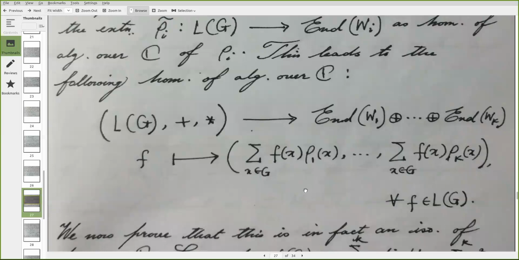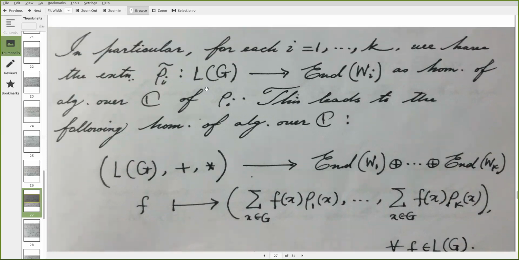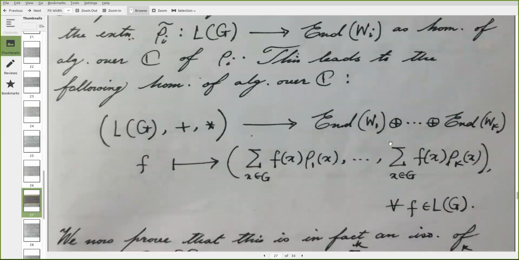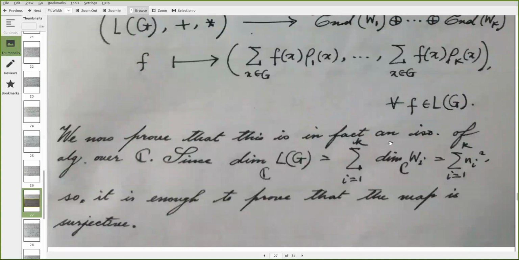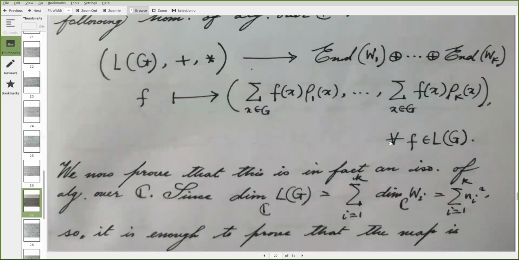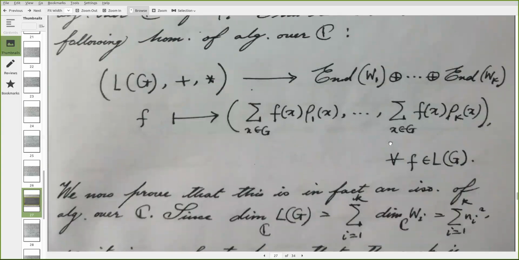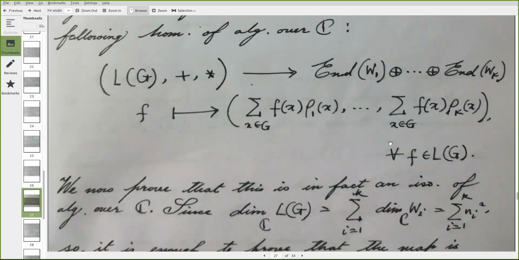Again, whenever I'm saying homomorphism here, it's a homomorphism between algebras unless otherwise said, because each rho_i is a homomorphism from this algebra to that algebra, and then we are putting them in a tuple, so it is a homomorphism between algebras. Okay. So we shall now prove that this homomorphism between the algebras is in fact an isomorphism.